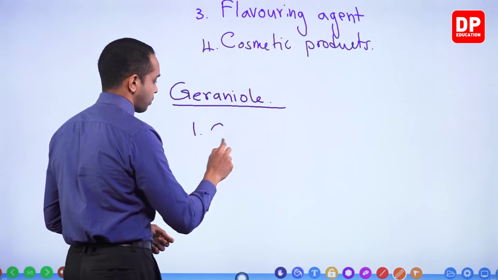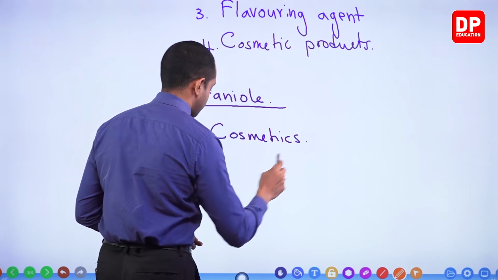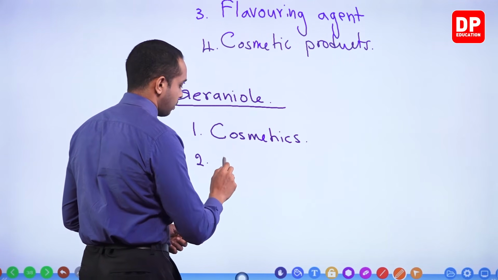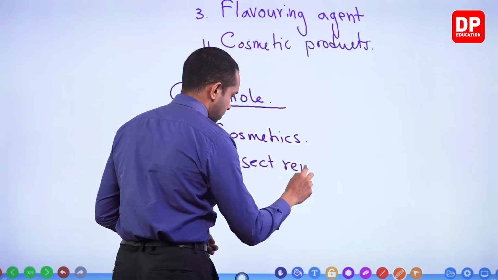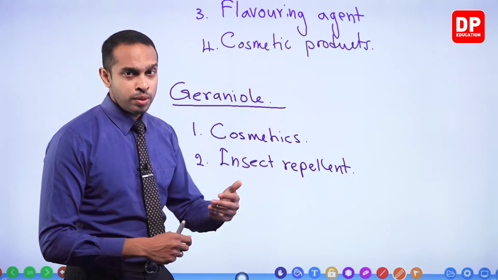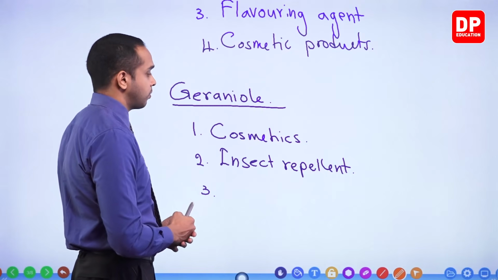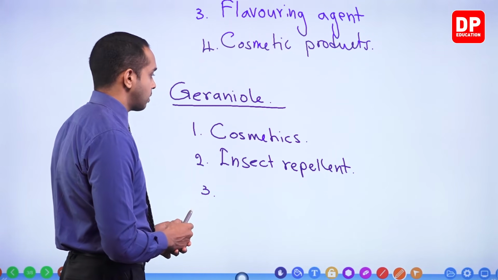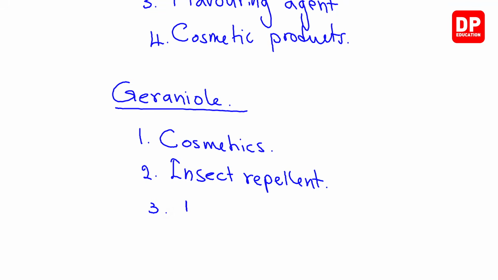It is used in cosmetics. It is used as an insect repellent. You would have heard about citronella oils being used to repel mosquitoes, right? So apart from that, we can also use this citronella oil or geraniol as a fungicide. So these are three uses, right?